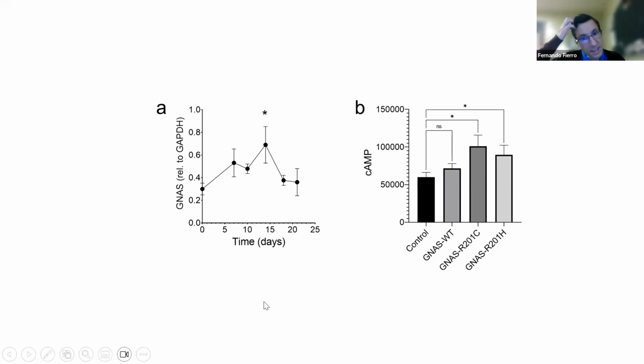So to model the disease in a dish, what we did was to overexpress using human bone marrow-derived mesenchymal stem cells, stromal cells, either the wild-type version of this GS alpha that is coded in a gene called GNAS, or the mutants. And as you can see here in this figure 1, they actually show that characteristic accumulation of cyclic AMP, while the overexpression of the normal GS alpha doesn't lead to a significant increase, probably because the other subunits are still limiting how much cyclic AMP can be generated.